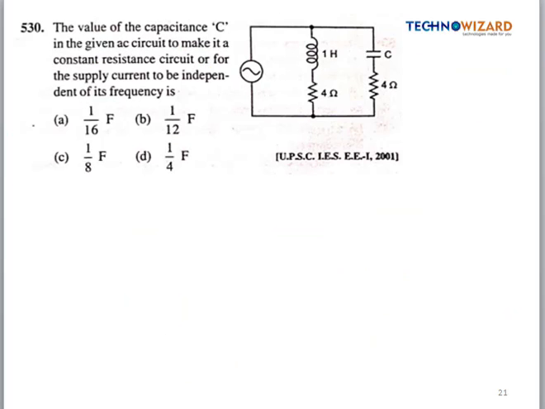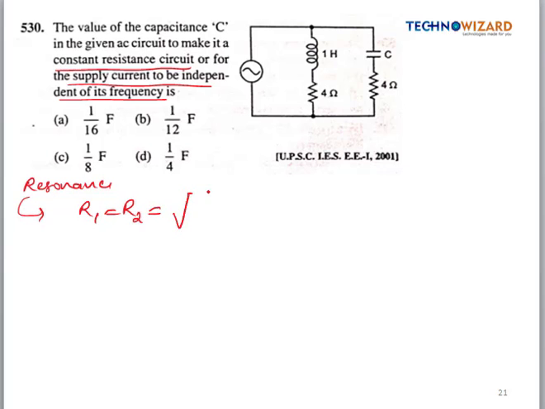Next question is the value of the capacitance C in the given AC circuit to make it a constant resistance circuit, or for the supply current to be independent of its frequency. It means the circuit is under resonance and here R and L are connected in series and R and C are connected in parallel. So for this circuit the condition for the resonance is given by R1 is equal to R2 is equal to root L by C.